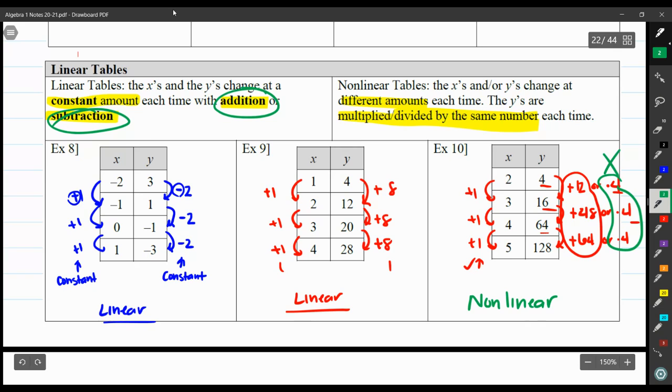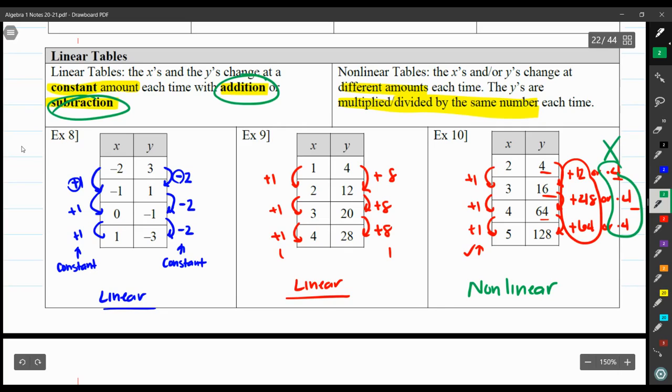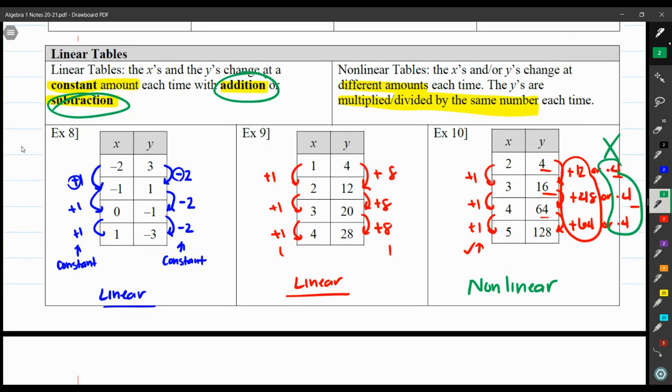So linear functions are graphs that create lines. I have equations with x's and y's as non-denominators and a highest exponent of 1, and the linear tables have a constant change with addition or subtraction.